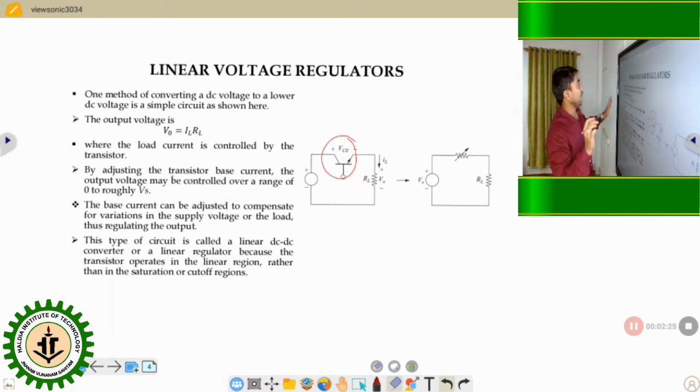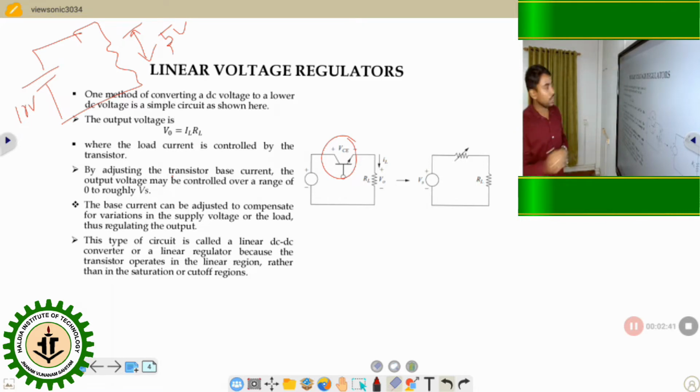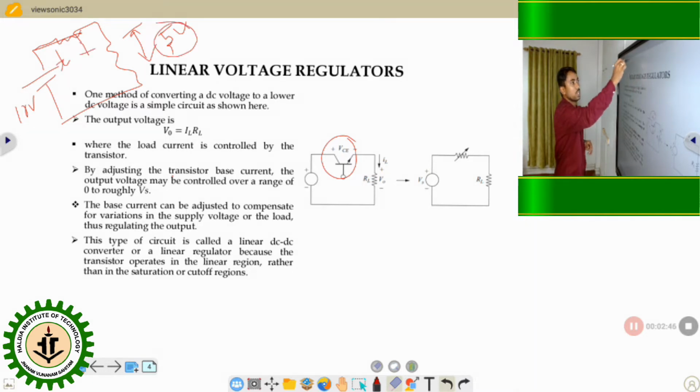Another method is the simple resistance. Suppose the DC voltage is 10 volt and the load requires 5 volt. How is it possible to get 5 volt? By using one extra resistance. If we add an extra resistance, there must be some voltage drop, and the remaining voltage we can obtain across the load. But if we use this resistance, power loss will occur.